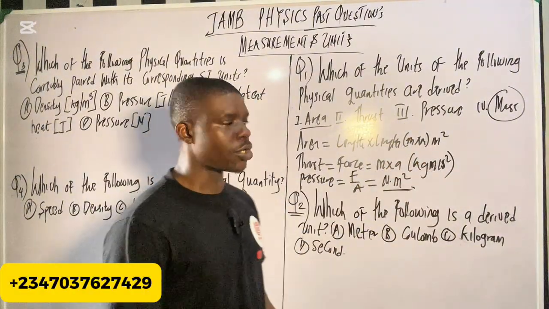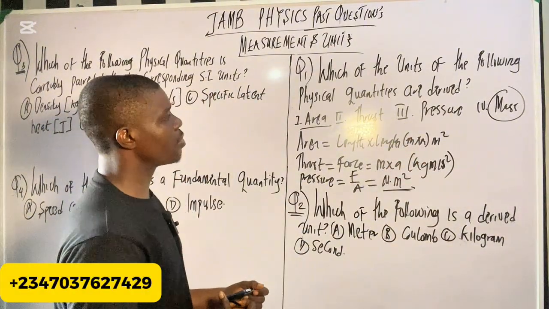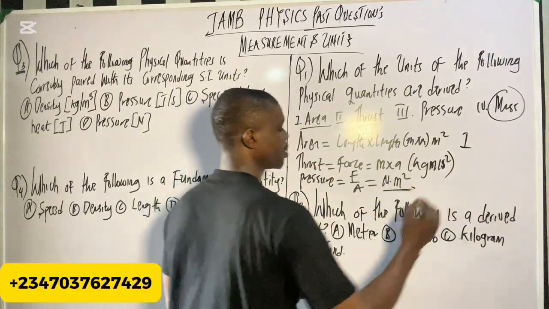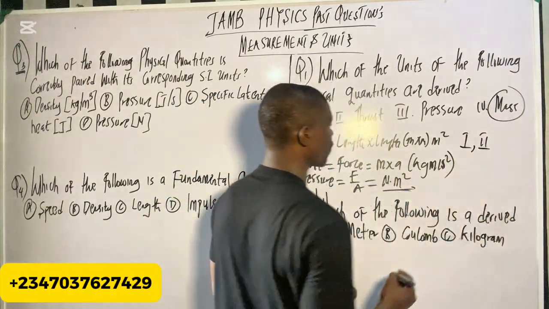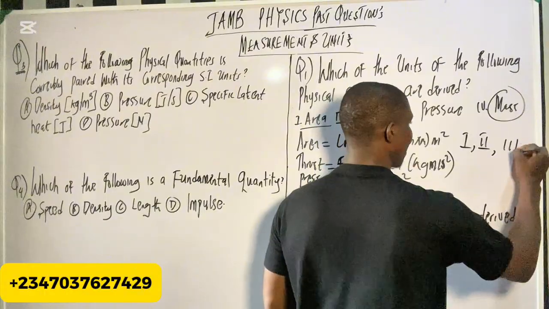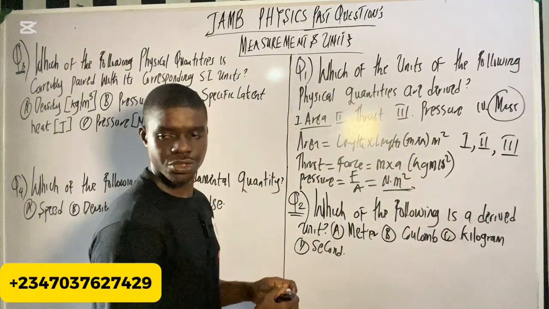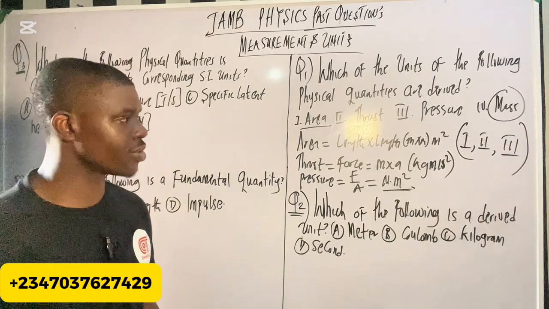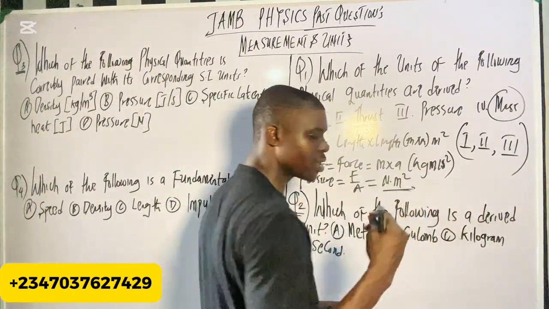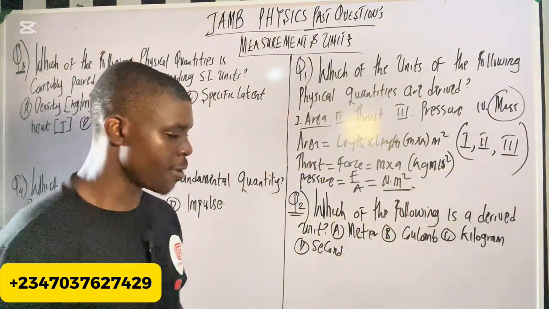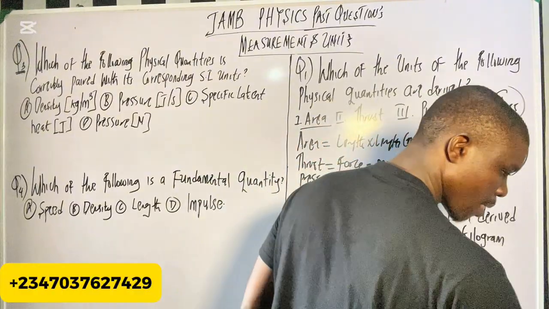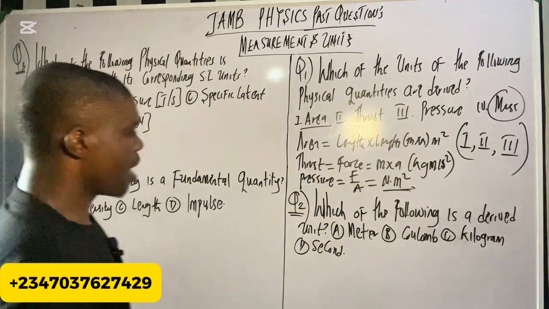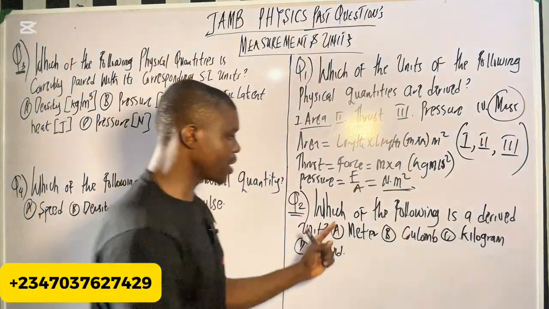So here we have IV, right? Which of these are derived quantities? I is a derived quantity, II is a derived quantity, and III is a derived quantity. So these three are derived quantities. This is what you want to pay close attention to.